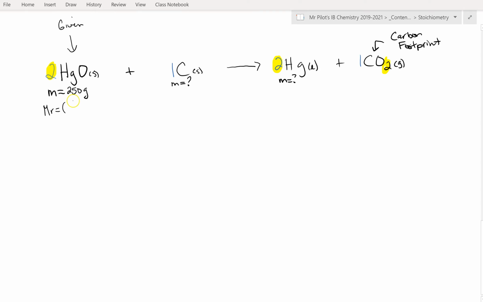So I need to find the molar mass of mercury 2 oxide. So I add up the atomic mass, but we're going to call it molar mass, of each atom within that compound. Just within 1 unit of the compound, not the 2 units. We don't worry about the coefficient out front. So 1 mercury atom is 200.59 grams per mole. And there's only 1 of them, so I only worry about that.